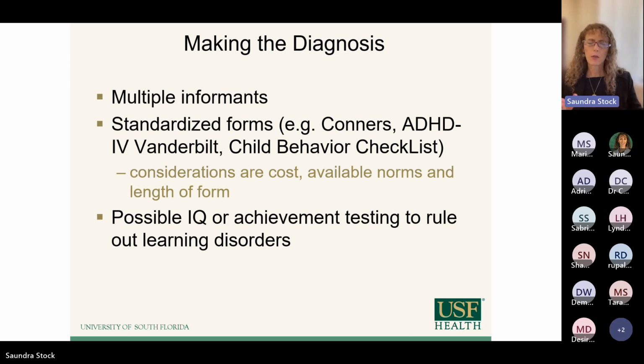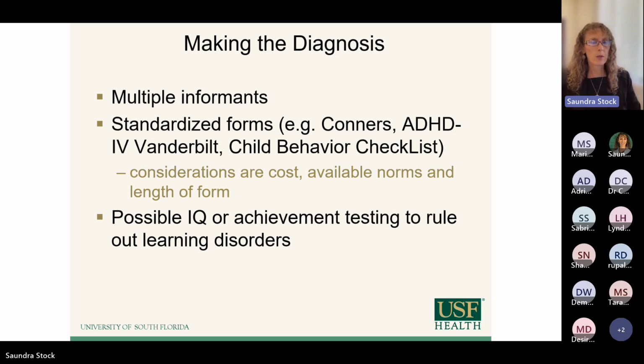Other times it's good just for helping to collect symptoms quickly to help with your diagnosis. And then you can also use rating scales to track improvement. So you have to think about what you're using the form for. What's the cost? Do you want norms or not? How long is the form? The ADHD-4 is the shortest. It's just the 18 symptoms of ADHD that people rate. And it does have norms, so that could be nice. It's a good one to use to track.